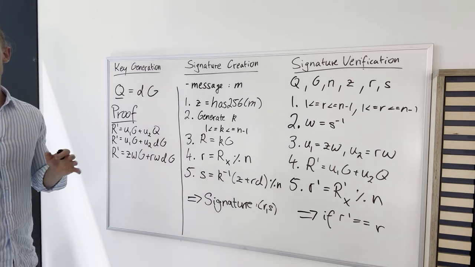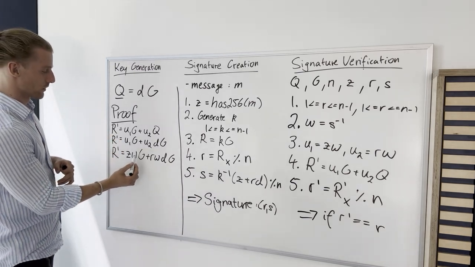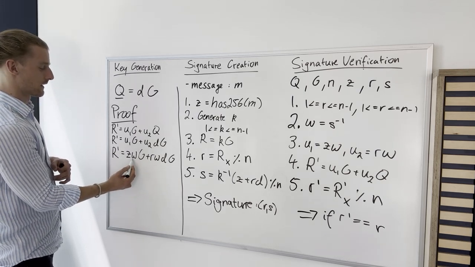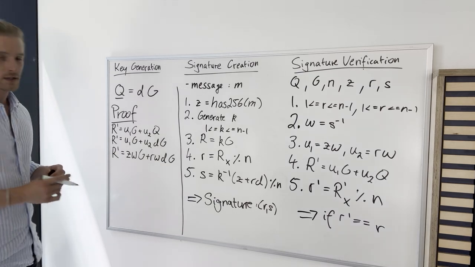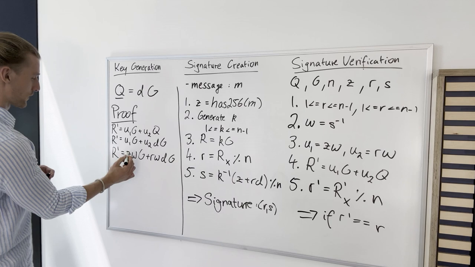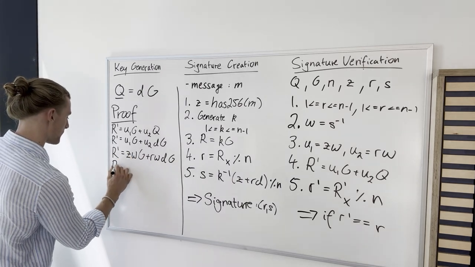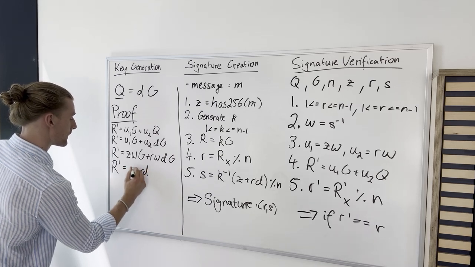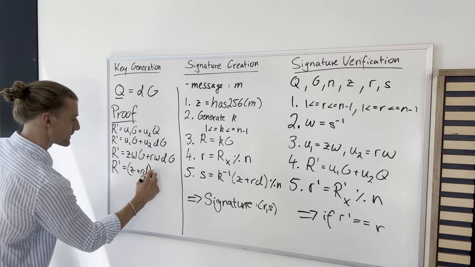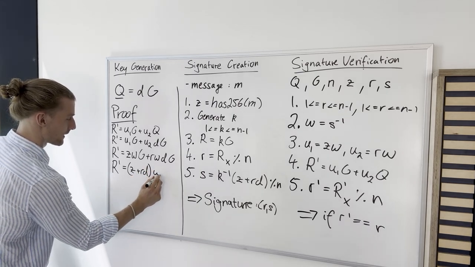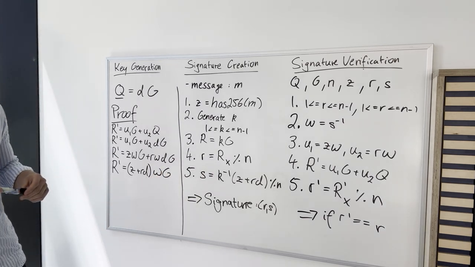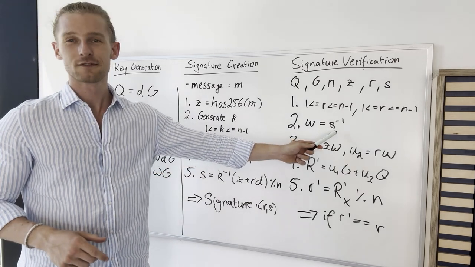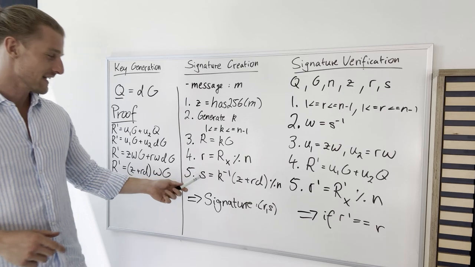What we can then do is group some of this together. Notice how we have G on both sides of the addition here, and we have W here as well. So we can combine all of the common terms, and rewrite this as Z plus RD times WG.